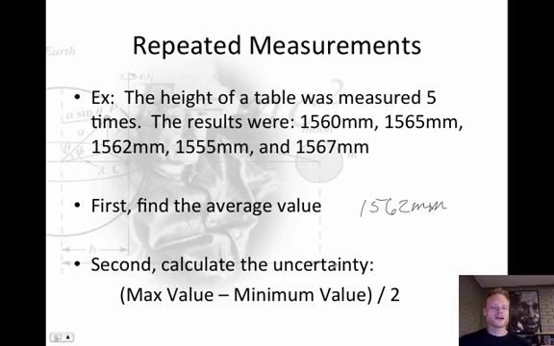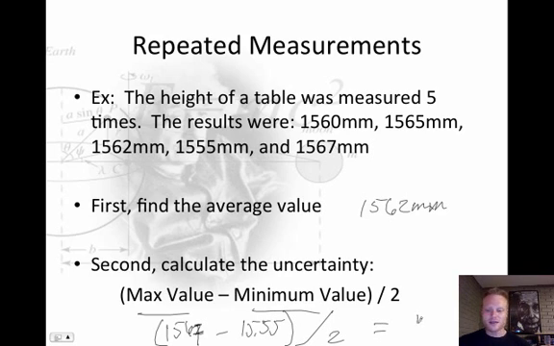All right. Then you calculate the uncertainty. The way to calculate the uncertainty is you take the maximum value minus the minimum value and you divide that by 2. It looks like the maximum value is 1567, that's supposed to be a 7, minus 1555, and you divide that by 2, I get plus or minus 6 millimeters about. And that would be my uncertainty. So next to this measurement that I found for my average, I would put plus or minus 6 millimeters. Okay, and that would be considered my uncertainty.